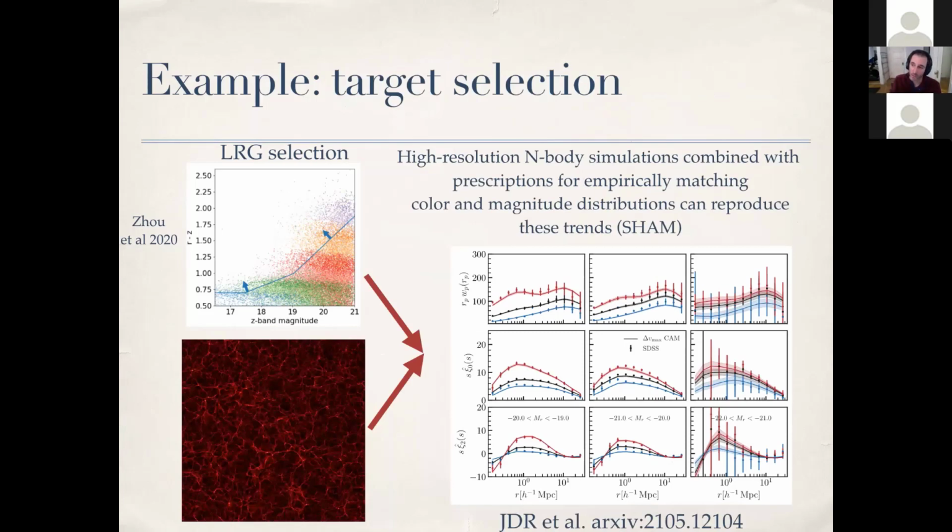So we want to model these correlations in our simulations. And we can do that. One way that we can do that is a model that I've worked on in the last couple of years. So we run a high resolution n-body simulation that we then combine with a prescription that empirically matches the colors that we observe in the real data onto the simulation. And in doing so, produces a correlation between those colors and magnitudes and the clustering amplitude in the simulations.